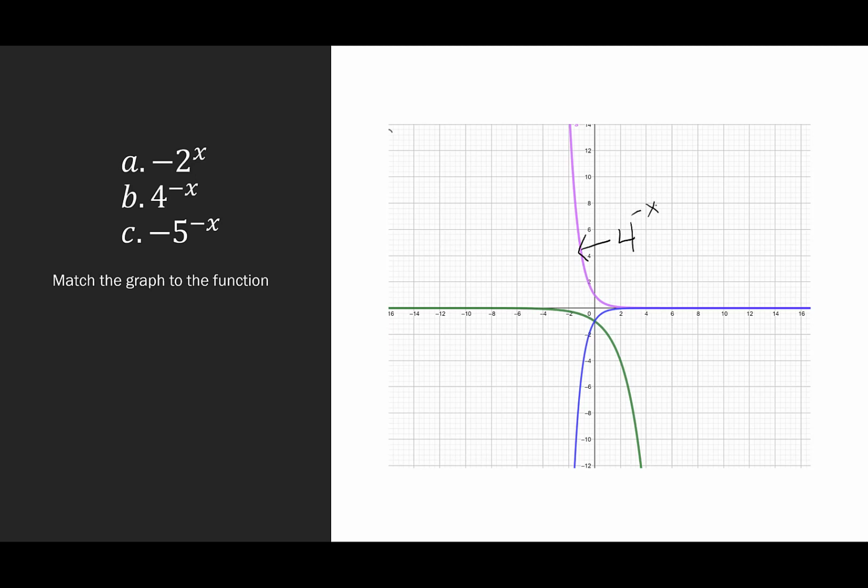Then I have negative 2 to the x and I have negative 5 to the negative x. So the negative outside of the 2 to the x said we started with a function that went up, and the negative flips it upside down. So we want to see which one of those look like that. So I have this green one and I have a blue one. So the green one looks like this flip upside down that we talked about. And process of elimination says, well, c must be negative 5 to the negative x.